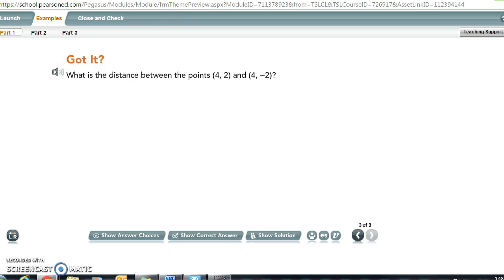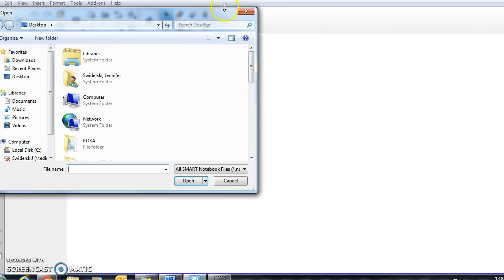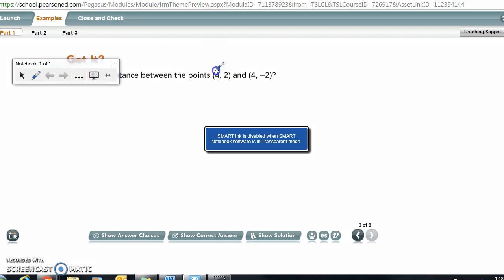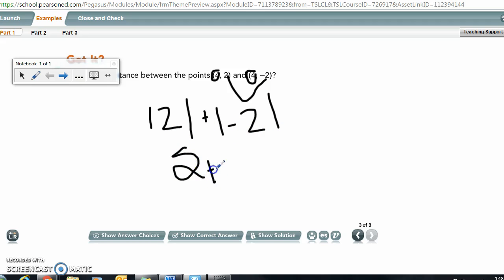So they want to know what is the distance between the points 4, 2, and 4, -2. So for this one, go ahead and write this in your notes with me. You are going to need to circle, I like to circle, what's common here? Well, both numbers start with a 4, so that must mean I really need to pay attention to these second numbers. So I'll have the absolute value of 2 plus the absolute value of -2. Well, I know the absolute value of 2 is 2, and the absolute value of -2 is +2, and 2 plus 2 gives me my answer of 4.